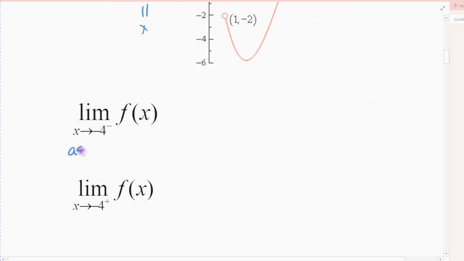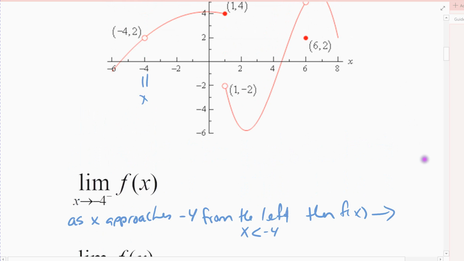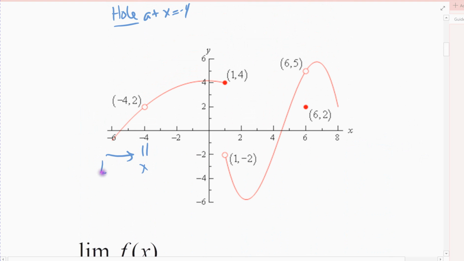So remember, this means as x approaches -4 from the left, meaning from the values less than -4 on the left side, then f of x approaches what number? Well, I go up to my function here, and I'm on the left side, right? These are my x values that are less than -4. It's to the left. And then I go up to my function.